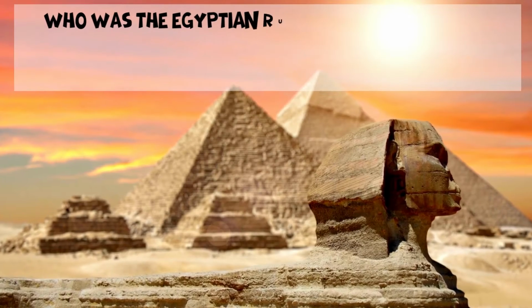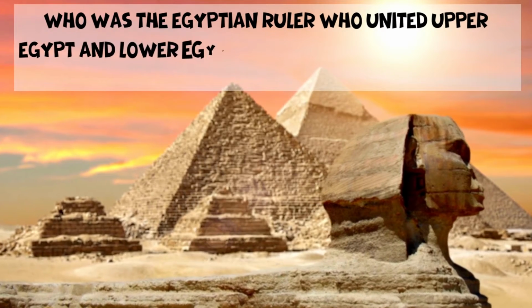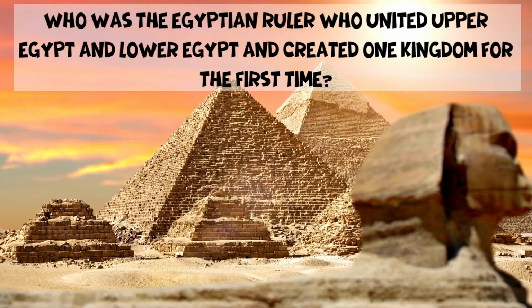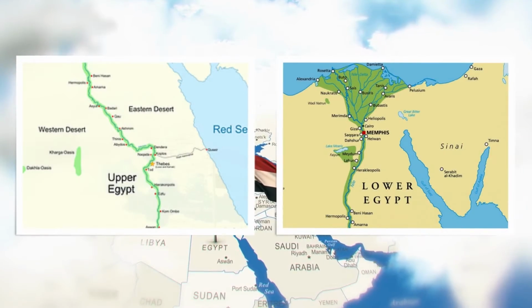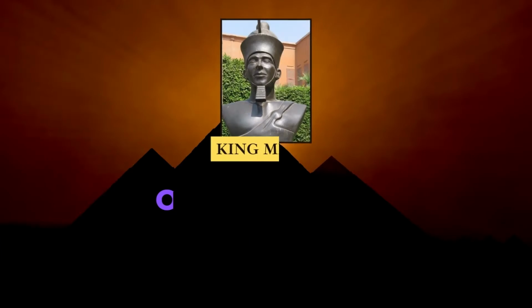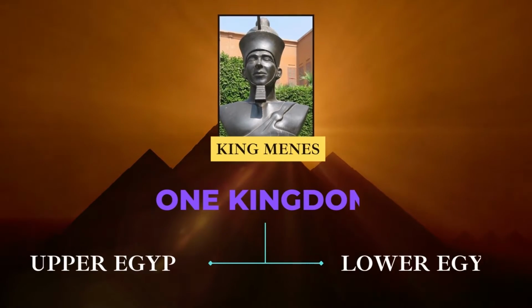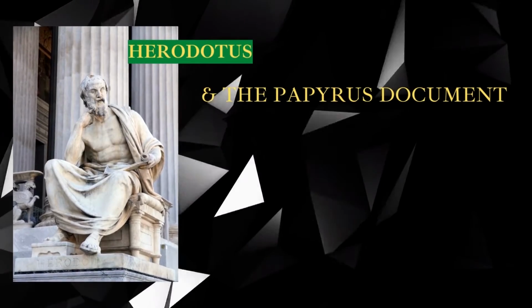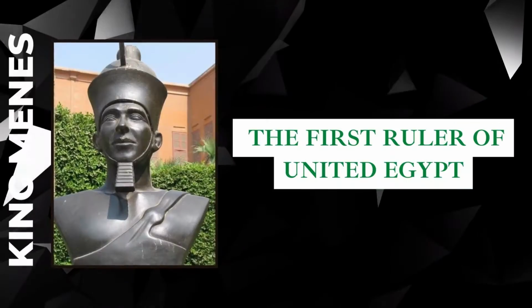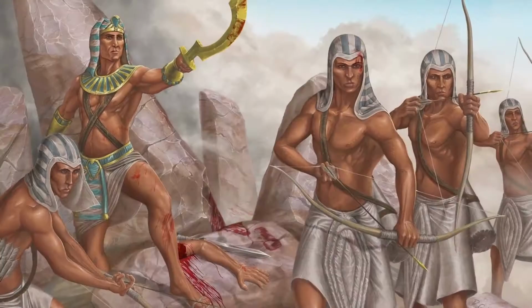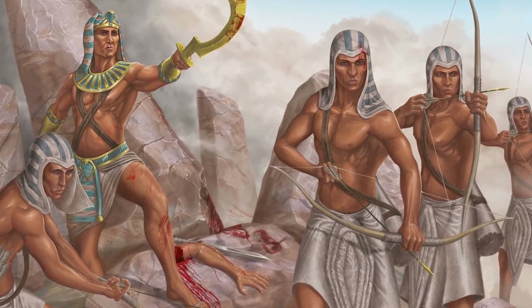Who was the Egyptian ruler who united Upper Egypt and Lower Egypt and created one kingdom for the first time? Manetho says that it was King Menes who united Upper Egypt and Lower Egypt and created one kingdom for the first time. According to Herodotus' account and the papyrus document, the first ruler of United Egypt was Menes. It is believed that King Menes invaded and conquered Lower Egypt.